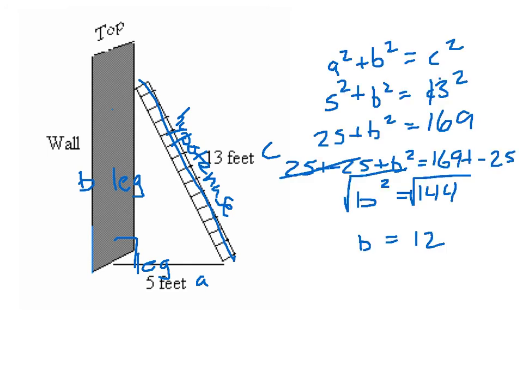So here we should see that the ladder reaches 12 feet up the wall. We plugged in our leg, 5 squared and 13 squared, added a negative 25 to both sides. That gave us b squared was equal to 144. Take the square root of both sides, gives us b is equal to 12. And if we put our units on there, feet. Are there any questions about our work for today?